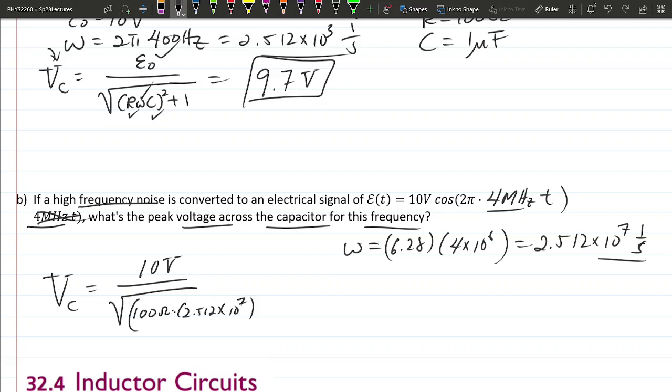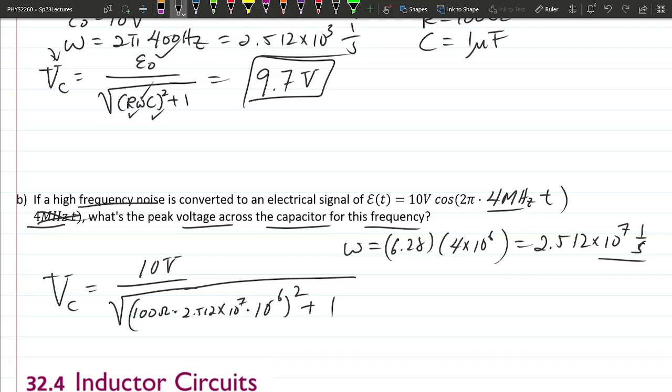Do you guys want to venture a guess whether I'm going to get approximately 10 volts from this, or I'm going to get something else? If it's a low pass filter and I'm sending in a high frequency source into it, should I also get about 9.7, or should I expect something less? Something less, because we're trying to filter out this high frequency signal. And the capacitor is 10 to the minus 6, 1 microfarad. All of that gets squared, and then you have to add 1 to it, of course.